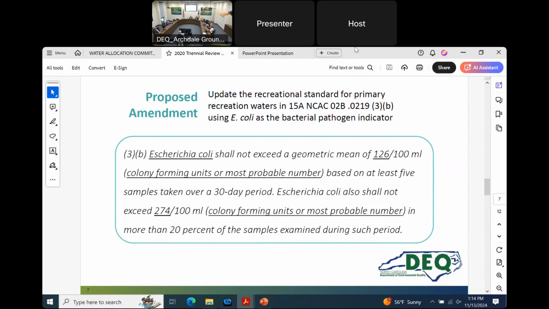One thing I wanted to note is that the basic structure of this language is the same as what the current language is for the current fecal coliform standard. The main differences are the inclusion of E. coli, or shown here as Escherichia coli, which Escherichia is the full genus name of the E in E. coli, and the substitution of the appropriate geometric mean and 20% exceedance rate values.